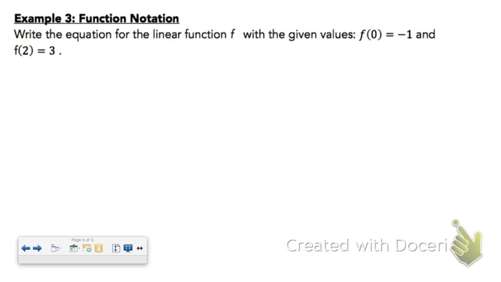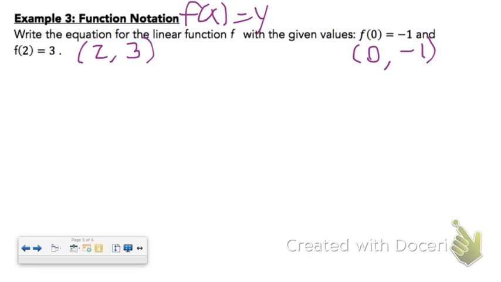Okay, so our last example, example 3, is just like the other ones except it's in function notation. So if you remember for function notation, f of x is y. So it's just another way of telling you what x and y are. So the first thing you need to do is write the information as an ordered pair. So f of 0 equals -1 is really just 0, comma, -1. And f of 2 equals 3 is 2, 3. So now this problem becomes just like the last problem, where we still have to find m using the slope formula, and we still have to find b.